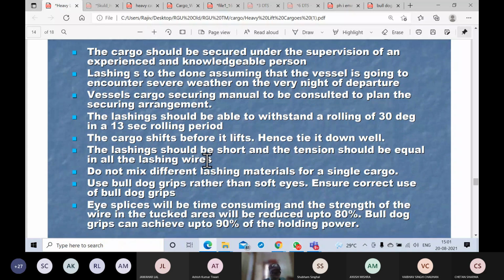So lashing should be done correctly, consulted with the cargo securing manual, and they should be able to withstand a rolling of 30 degrees in a 13-second rolling period. Just as a broad guideline, they should be able to withstand 30 degree rolling in a 13-second rolling period.